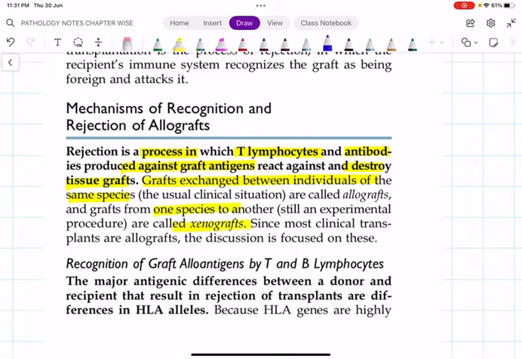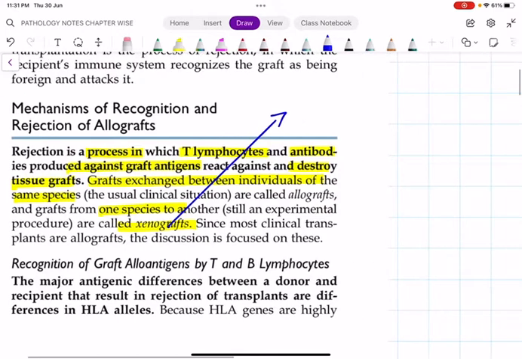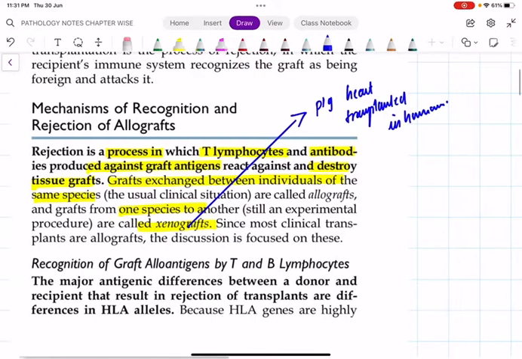For example, xenograft has been tried: a pig heart transplanted in humans, and it has now been reported that the patient actually died a few days ago. So pig heart transplant, that is xenograft, but what we are following is allograft. Who are the main mediators of this graft rejection? Of course, our usual T and B lymphocytes.